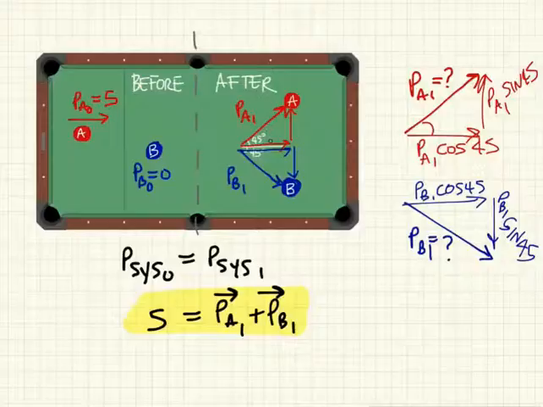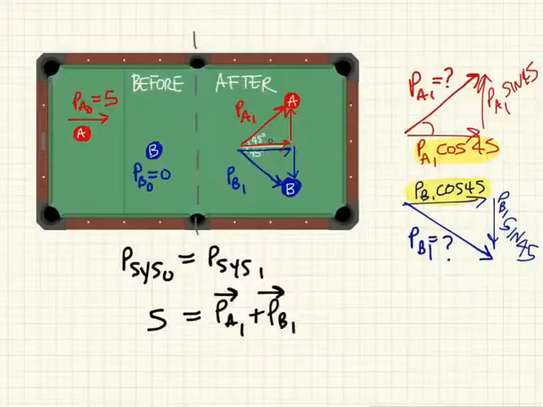But notice that the 5 units of momentum are all pointing to the right. And so it turns out in this case that after the collision, you have to have 5 units of momentum pointing to the right. And the only components that are pointing to the right are these components right here. This one and this one.